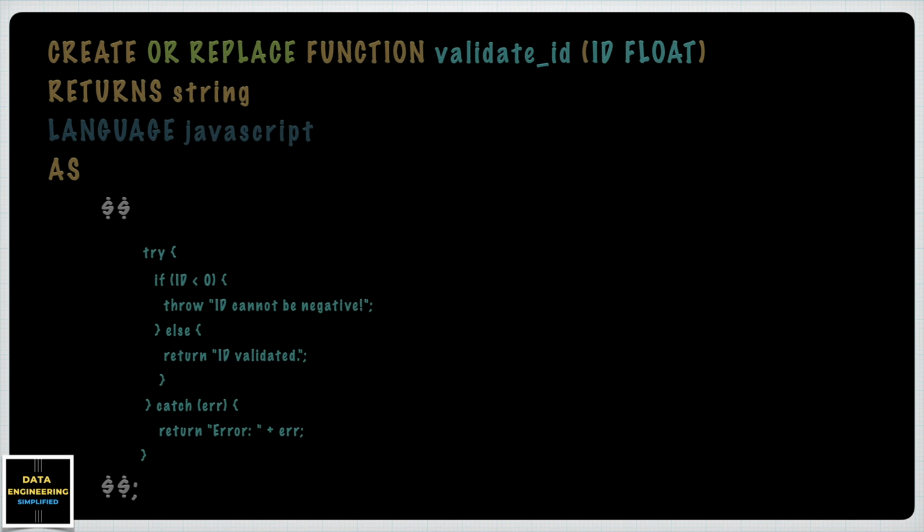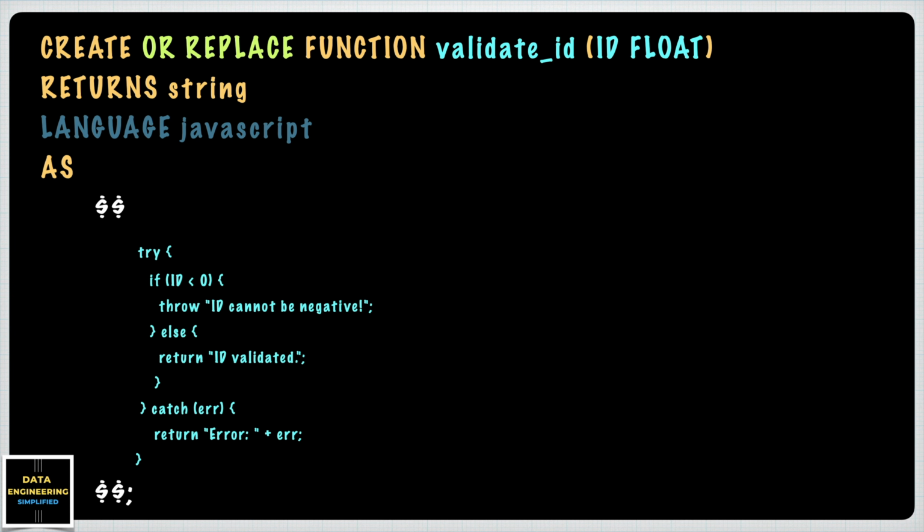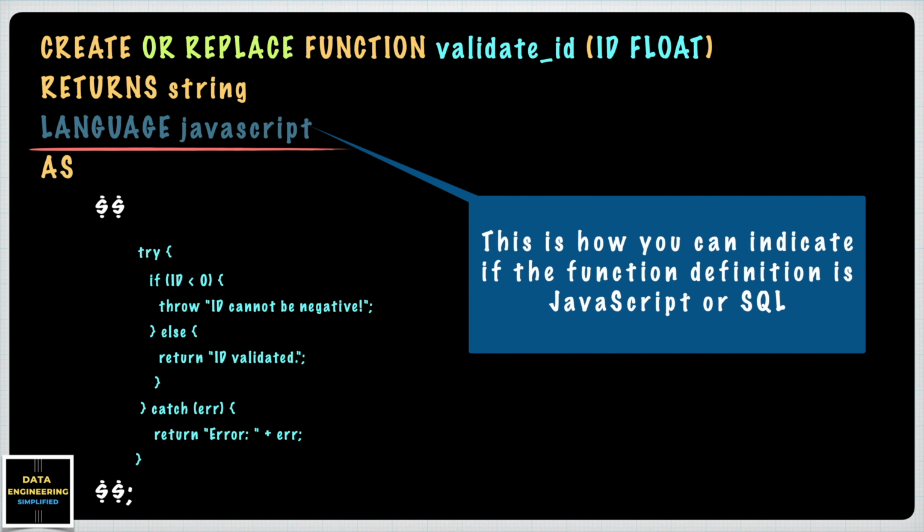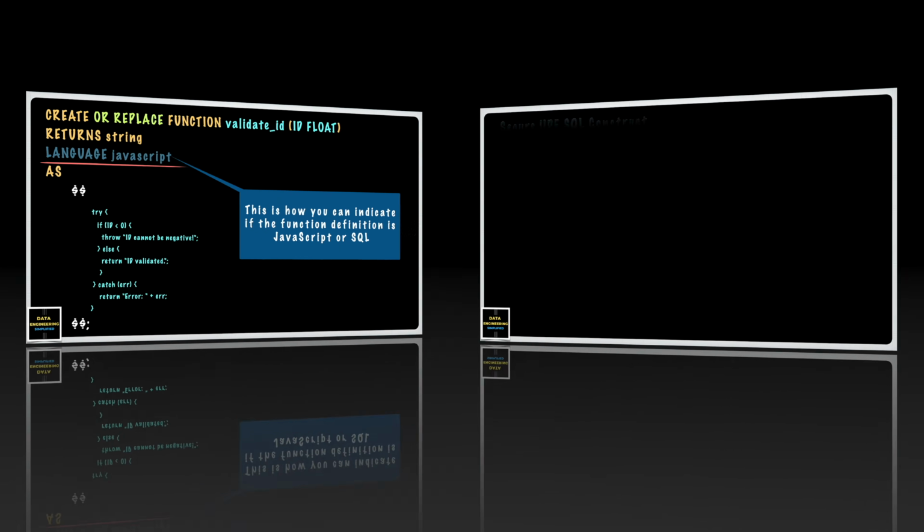The default language for a function is SQL if not specified. If you are writing a JavaScript based function or Java based function, in that case, you have to specify JavaScript or Java respectively in the definition.